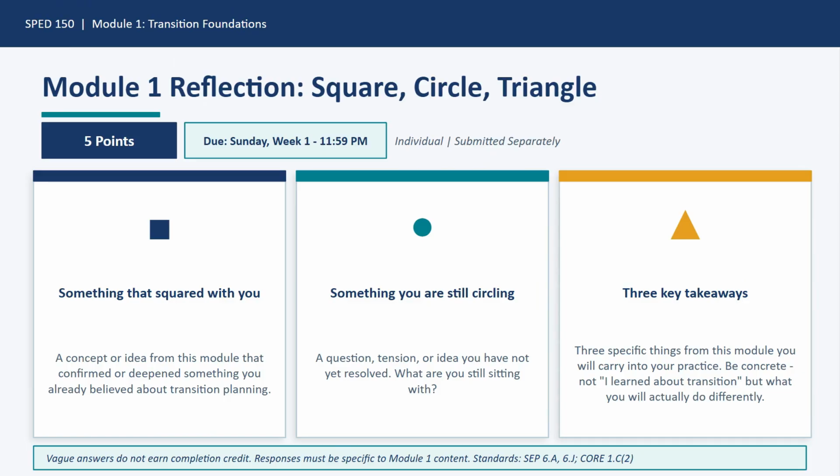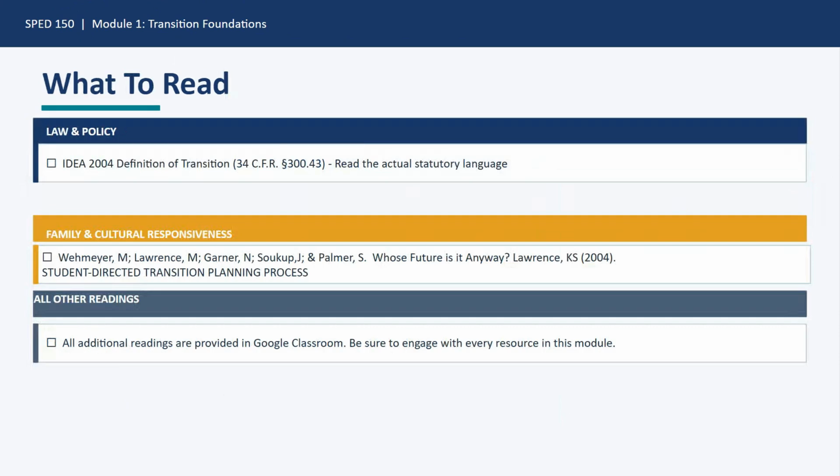In Whose Future Is It Anyway?, the author gives you a framework for person and family-centered planning. This core reading will help you develop an understanding of how entangled planning is with the student and family at the center of the whole IEP. Any other readings that I might throw on there, please read and engage with every resource this module has.